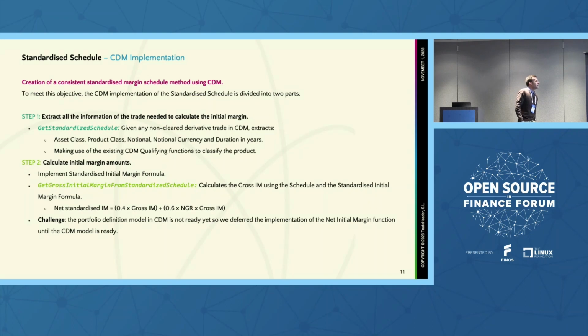What we do is take advantage of the CDM structures that we already have. As Tom was saying in the previous presentation, CDM is not just a data model. Well, it provides a data model, but it's much more than that. It provides a set of functions that you can develop and use on top of the data model. And one of the most important sets of functions, from my perspective, is the set of qualifying functions. So CDM provides functions that allow you to classify products in different layers, like at the asset class level, but also at the product level.